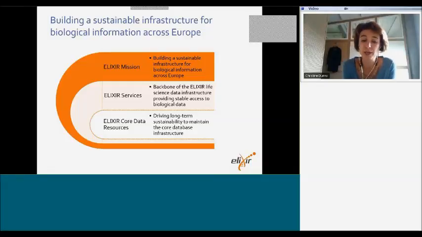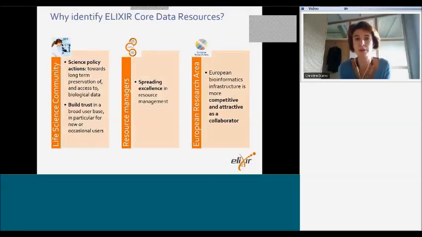The ELIXIR Core Data Resources will be crucial to drive the long-term sustainability to maintain access to the life science data. We all know that many of these databases don't have long-term funding, which is associated with the risk of losing an immense wealth of biological information, and that leads us to why we want to identify these ELIXIR Core Data Resources.